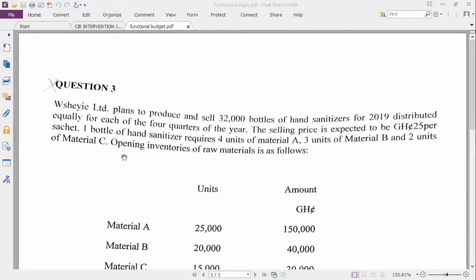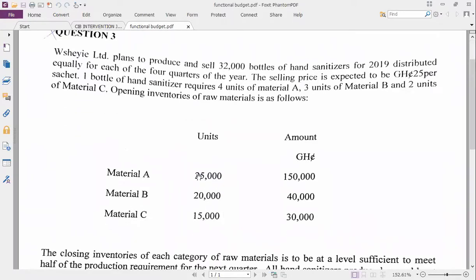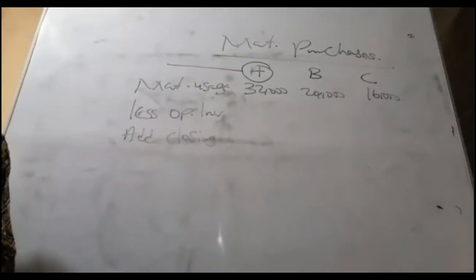They say something here. Open inventories of raw materials is as follows. I am interested in the unit, not the amount. We are dealing with units for now. We will come to the amount later. So 25, 20, and 15 respectively. A, B, and C. So we go and then put them in. Let's go and put them in the calculation.